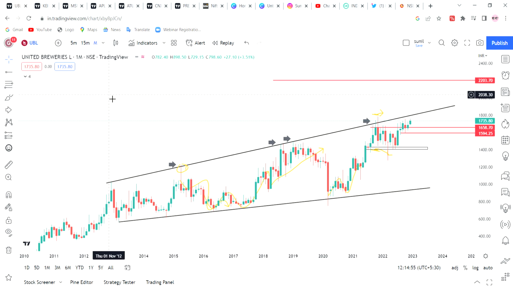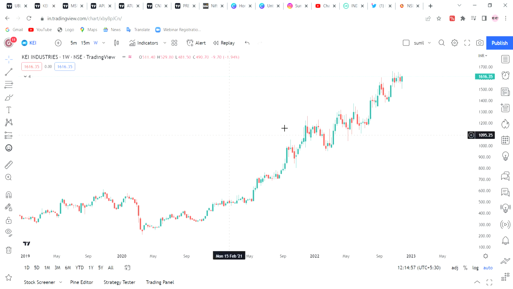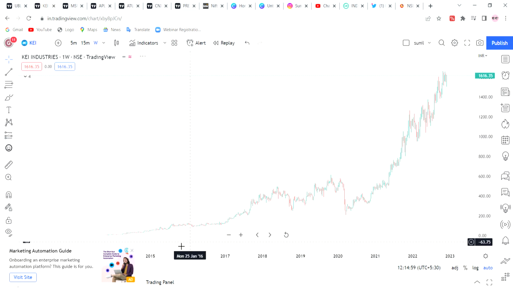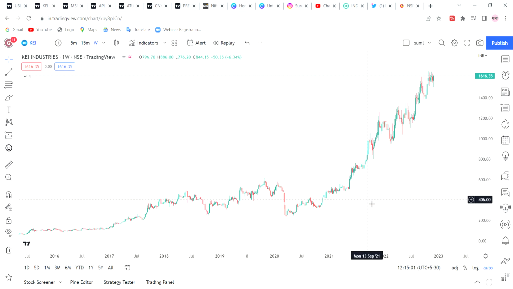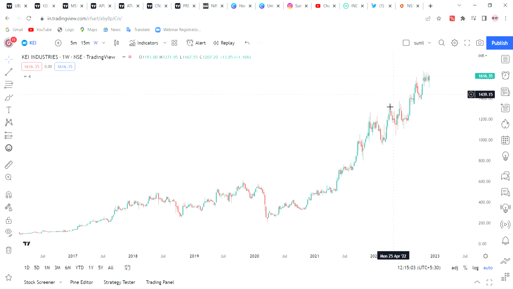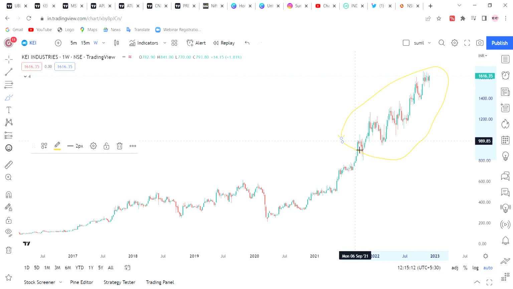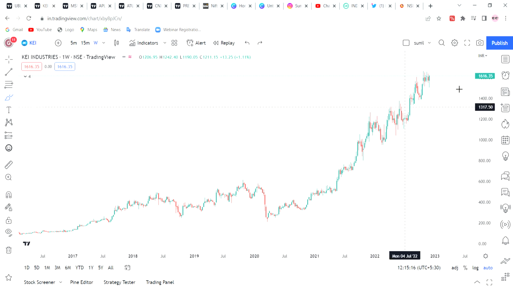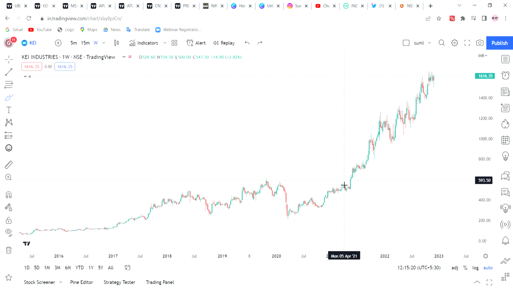So let's discuss the next chart, K Industries. You can see this chart is very different from UBL, but I found a similarity at this price action from the past 2 to 3 years. This price action is very interesting for me, and I think I relate it more to the UBL chart also with this price action.